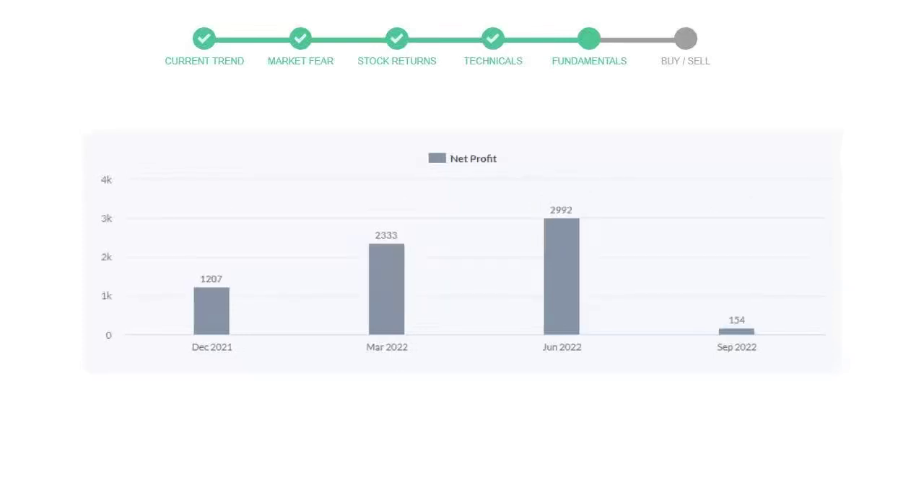In the quarter June 22, the profits were $29.92 million. And in the recent quarter, September 22, the profits declined to $154 million.